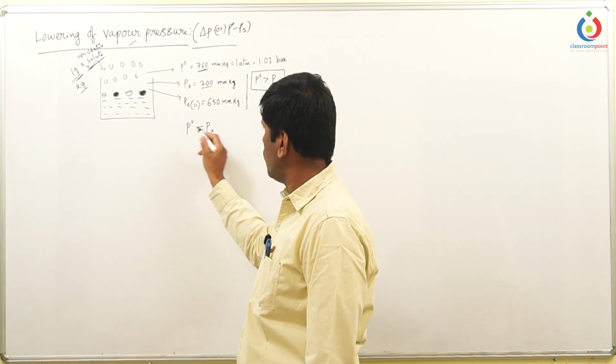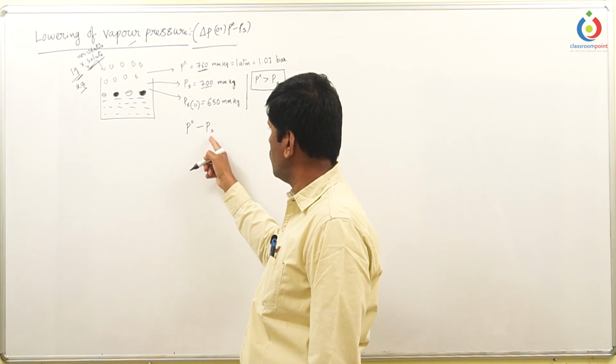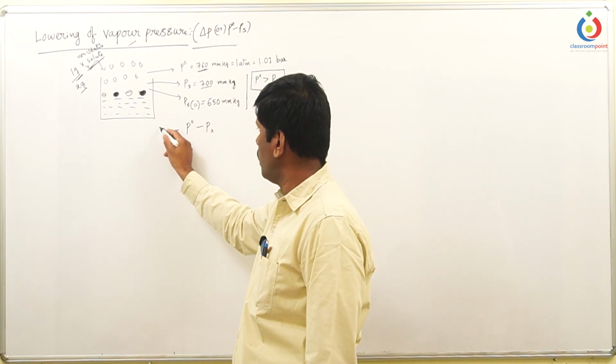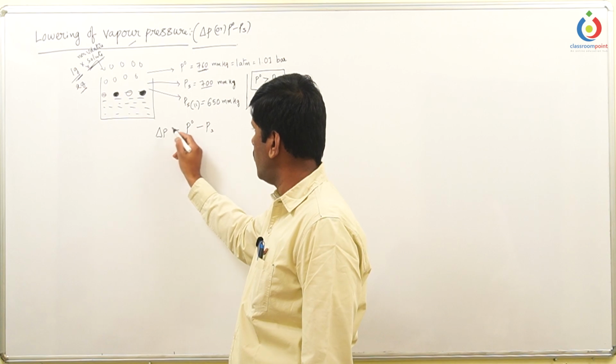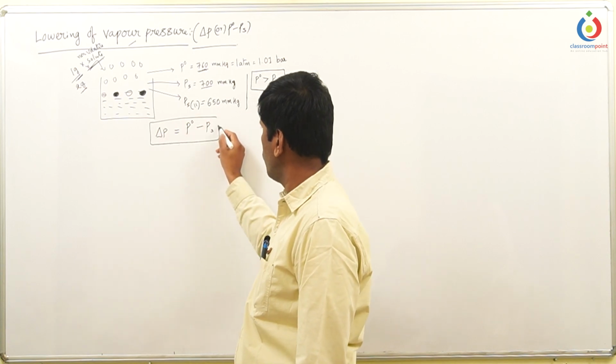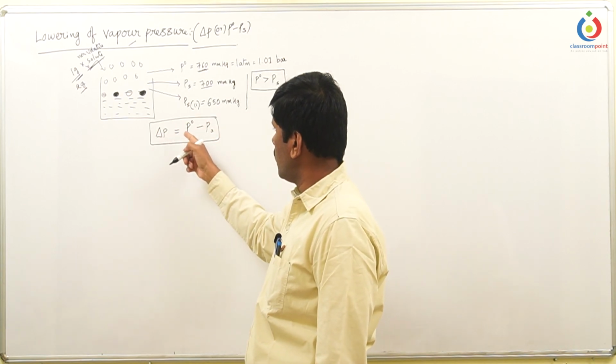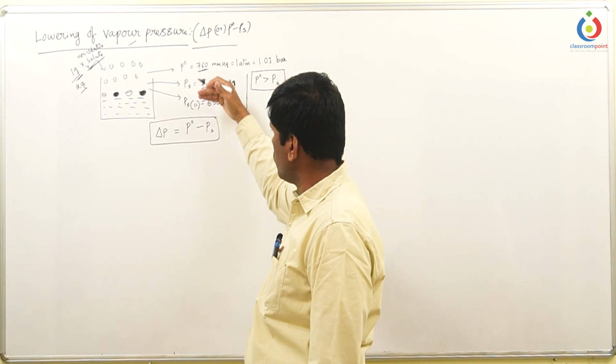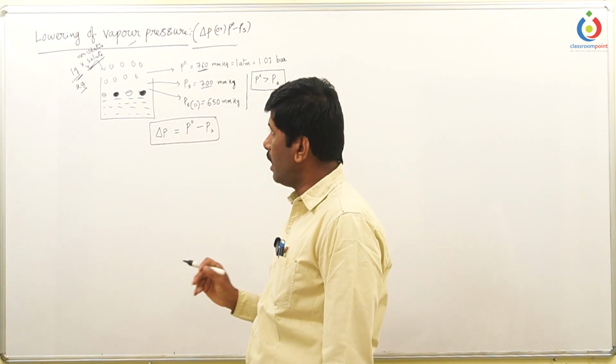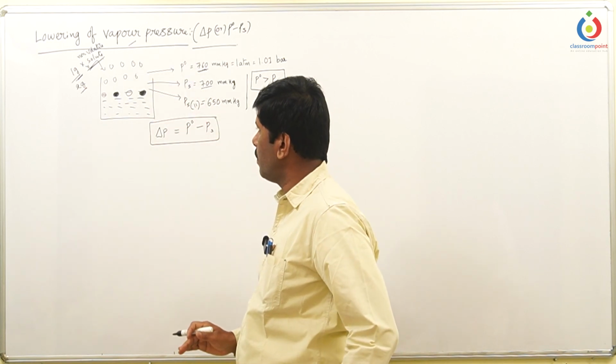What is the lower value? PS. So this difference, this is also pressure, this is also pressure. The difference of the two vapor pressures can be taken as delta P. So delta P is nothing but P0 minus PS. That means how much vapor pressure is decreased. That is what is called the lowering of vapor pressure.